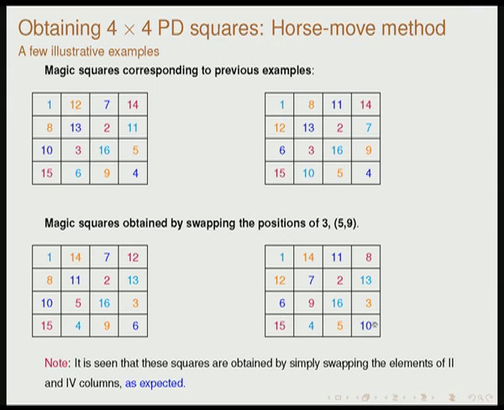Similarly, in this example, 1, 2, 3, 4, instead of placing 5 here, I am placing 5 here. Between 3 and 5 we are just swapping, and here again you will notice that between this and this, columns 2 and 4 have got swapped with each other, and 1 and 3 remain the same.